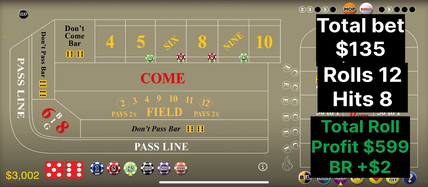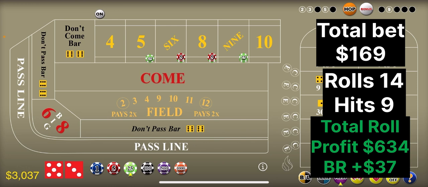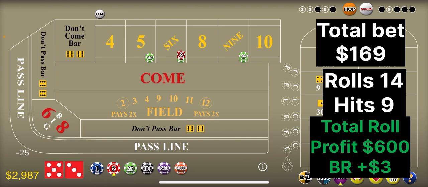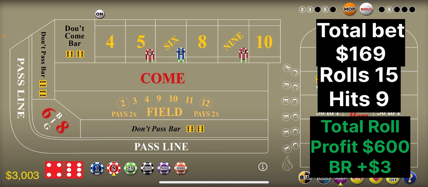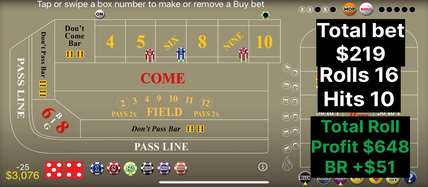There's an 11. There's a 4. There's an 8. We're going to drop the 8 and put $20 units on each of the other numbers. So we're still in profit. The 10. The 9. That was a $100 win. Fairly long roll, and we hit the tall.